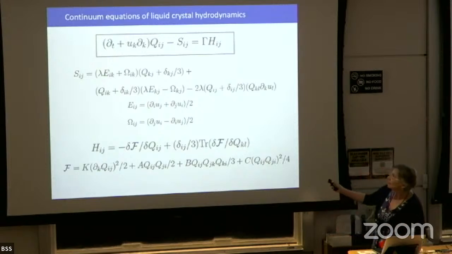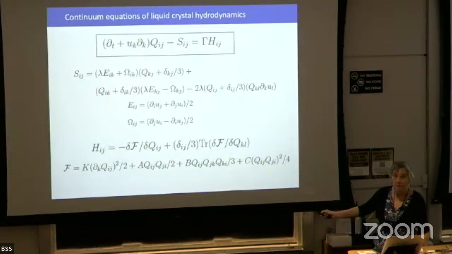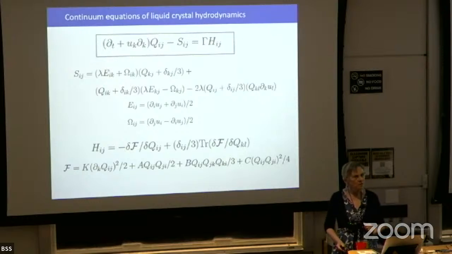And that's just this bit here, gamma, which is a rate constant, times h, which is basically dF by dQ. And this is just model A dynamics, just straight relaxational dynamics. This thing is relaxing back to the zero of the free energy. So that's the equation for Q.